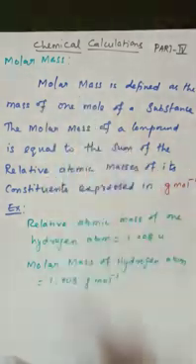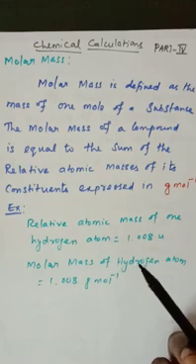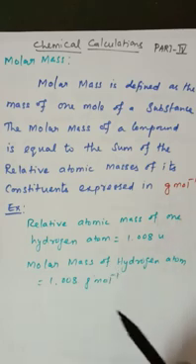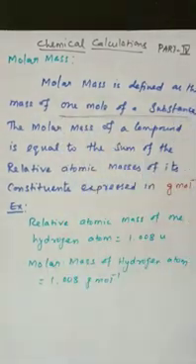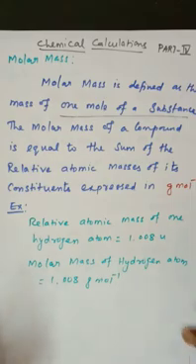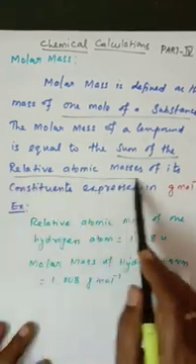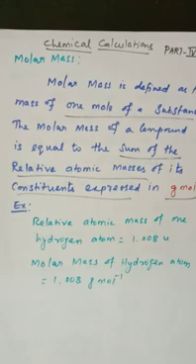What is molar mass? Last class we have seen the mole concept. One mole is equal to the Avogadro number, 6.023 into 10 to the power 23, isn't it? So it is given by Avogadro. By using this mole, molar mass is defined as the mass of 1 mole of a substance. The molar mass of a compound is equal to the sum of the relative atomic masses of its constituents, expressed in gram per mole.